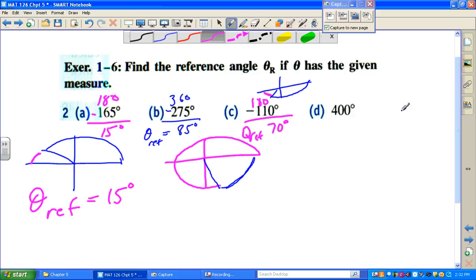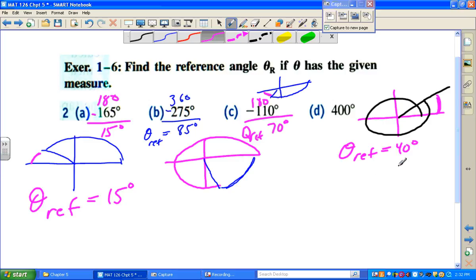And 400. This one was a little bit confusing second hour. Doesn't it go all the way around? It does go all the way around, all the way back to 360, then how far does it go? 40. So the question is, how far is the terminal side to the x-axis? You always use the x-axis. So it'd be 40 minus 0, or 40. Theta reference angle equals 40 degrees, because you're 40 degrees past 0. It always has to stay positive.